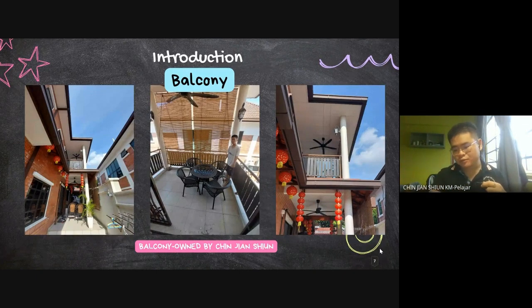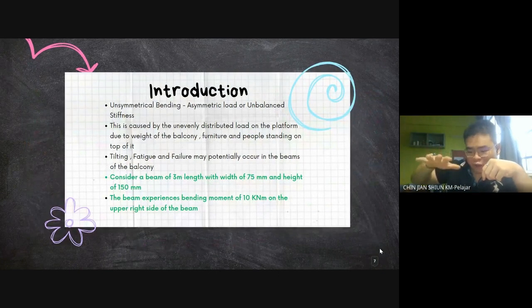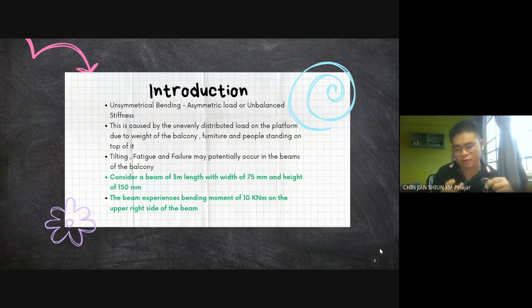So for the introduction, unsymmetrical bending takes place when an object experiences an asymmetric load or unbalanced stiffness. This results in deformation and bending that differs for each side of the body. In our balcony, unsymmetrical bending happens when there is a load distributed unevenly on the platform. To illustrate this, if furniture or people is situated on one side only of the balcony, then an imbalance is created and the load distribution will also be affected.